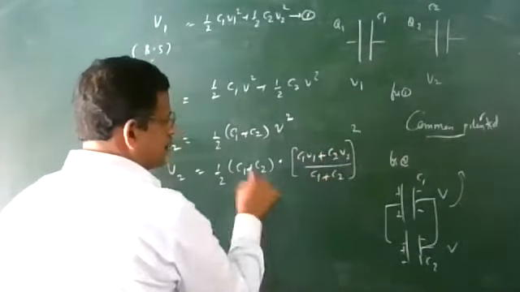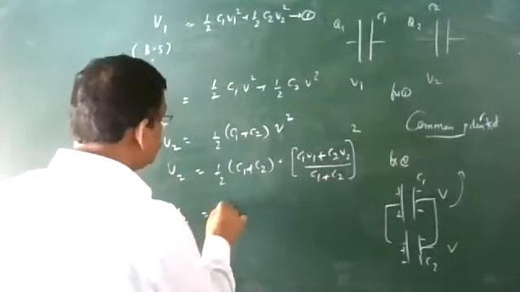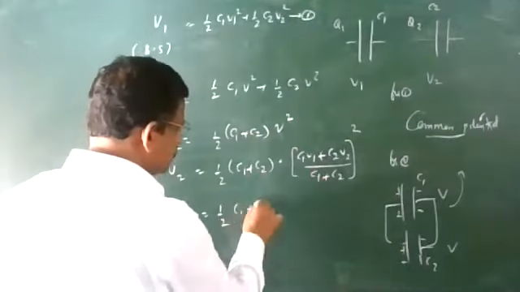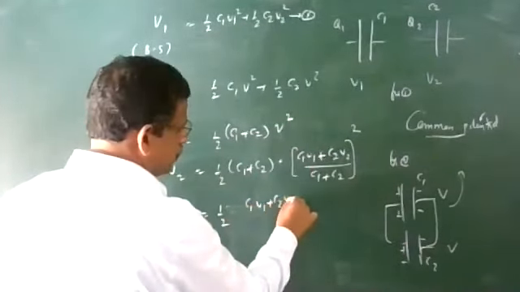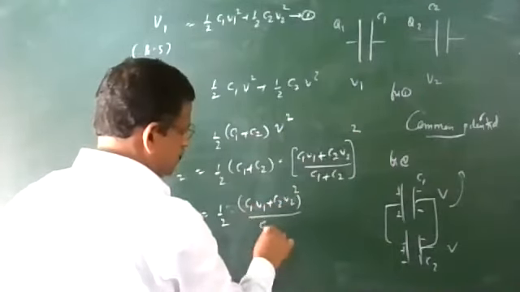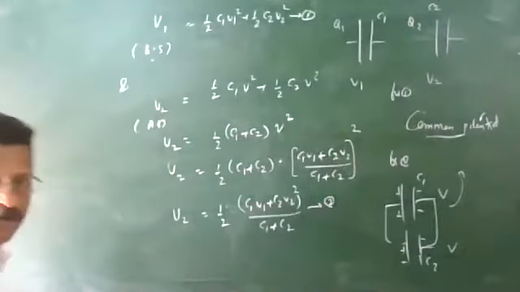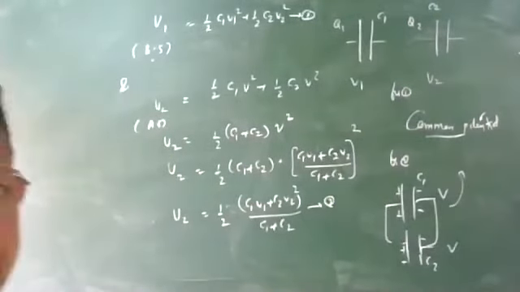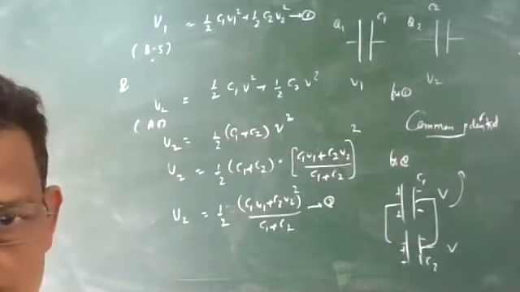One C1 plus C2 will cancel. So U2 is equal to half, C1 V1 plus C2 V2 whole square, divided by C1 plus C2, because the square is only on the numerator, so one C1 plus C2 cancels. And there is a wastage of energy. So final energy is less than initial energy.